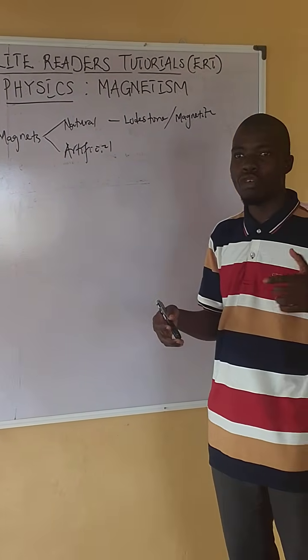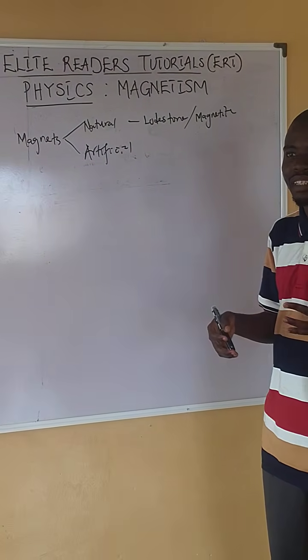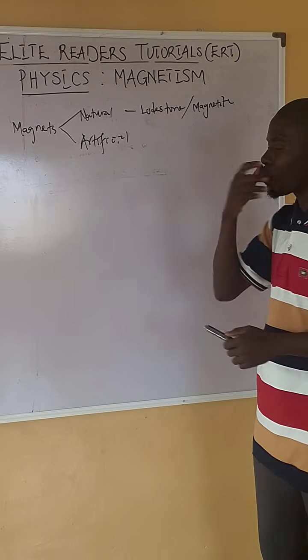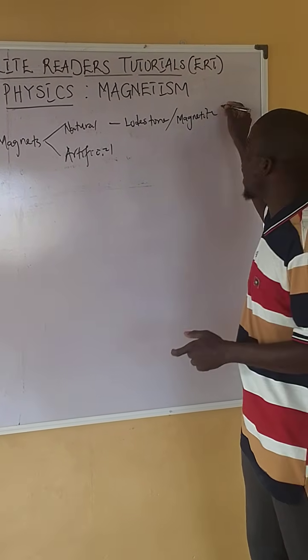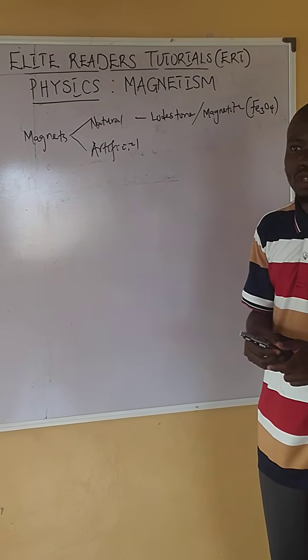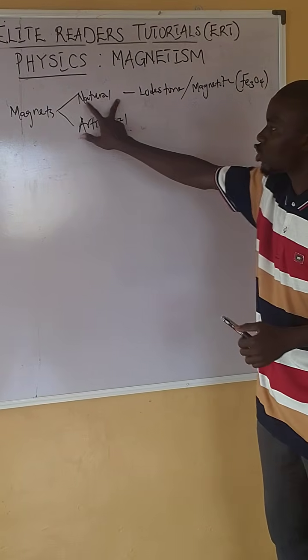If you remember the ores of iron in chemistry, we have hematite, magnetite, limonite, siderite, iron pyrite. But lodestone is another name for magnetite. And magnetite is Fe3O4. Hematite is Fe2O3. We have limonite, siderite, and the likes. But lodestone is a natural magnet.